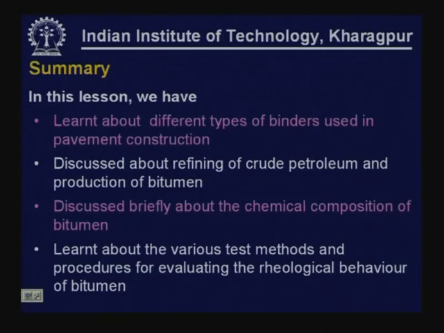To summarize, in this lesson we have learnt about different types of binders used in pavement construction. Although we have not discussed all those types, we have listed bitumen, tar, cutbacks, emulsions and modified bitumens, but in this lesson we have only discussed bitumen. We also talked about tar, but since tar is not going to be extensively used anymore for pavement construction, our discussion of tar is not going to continue any further.